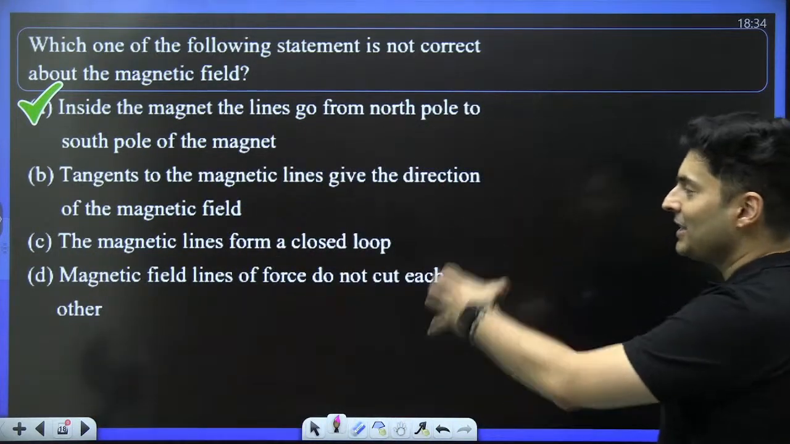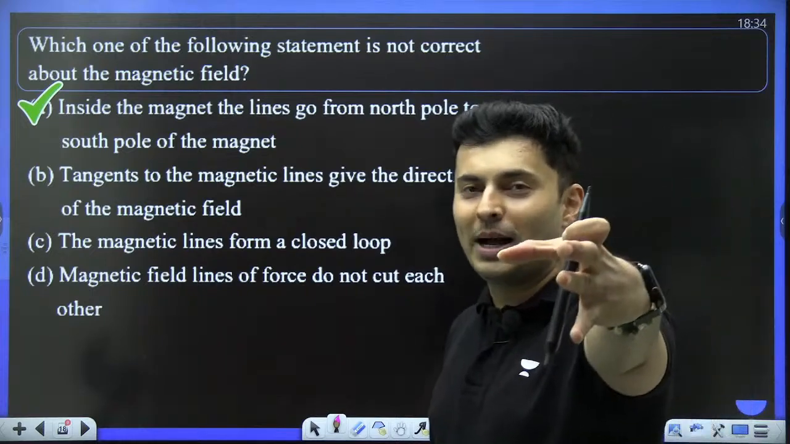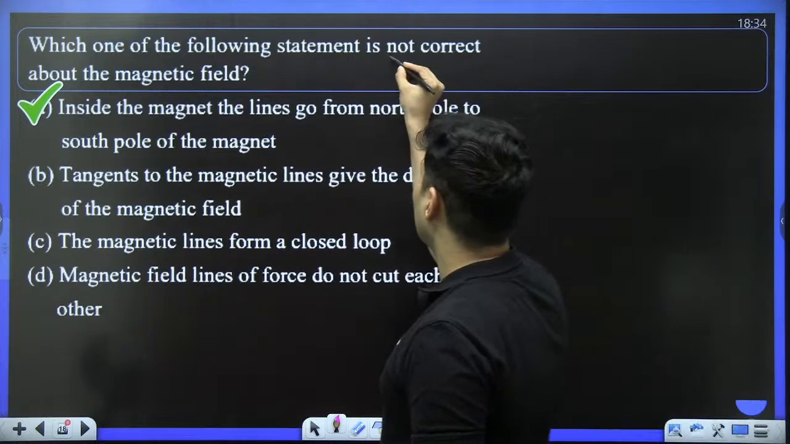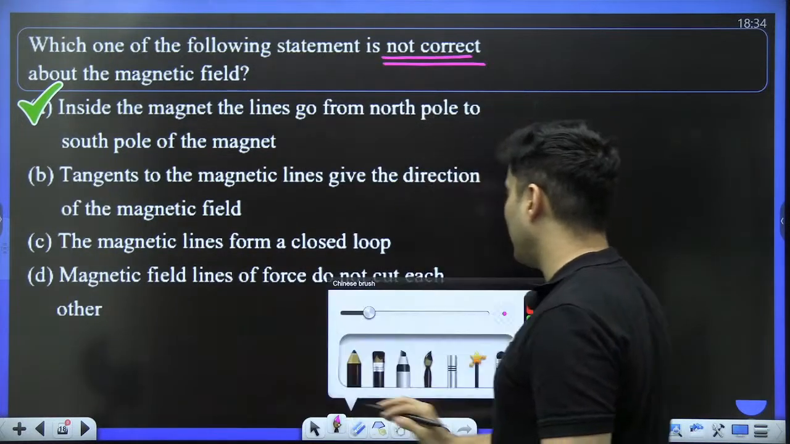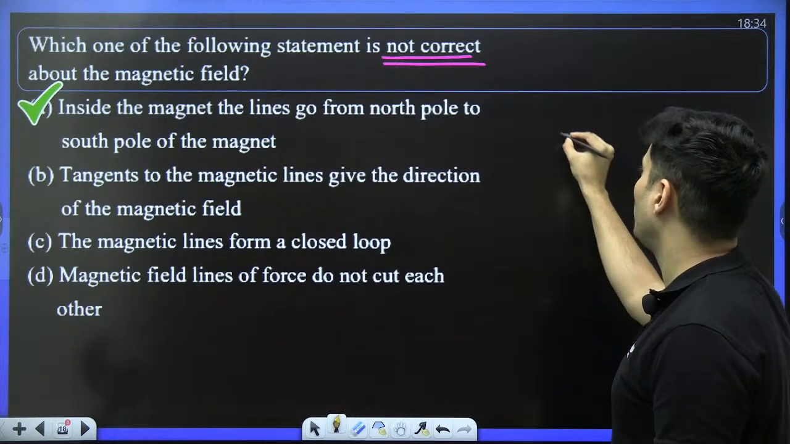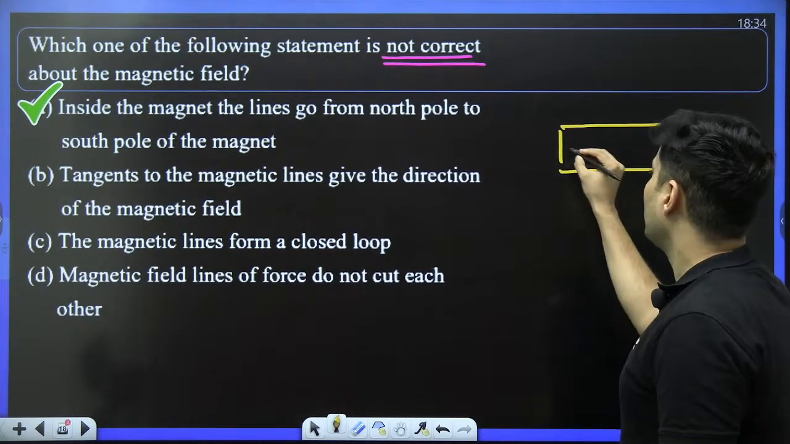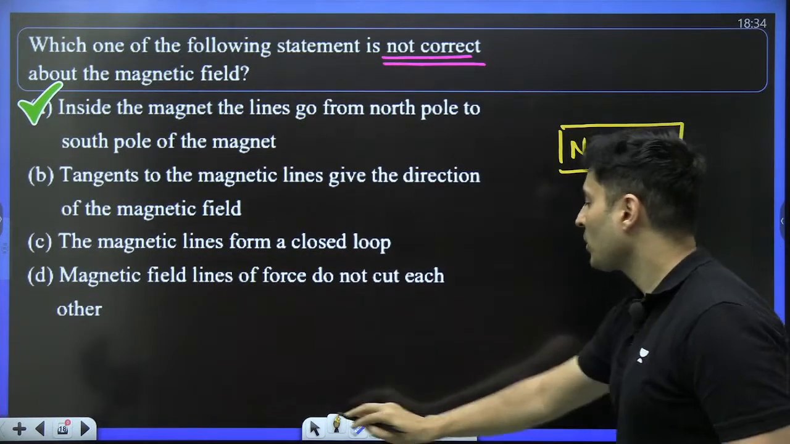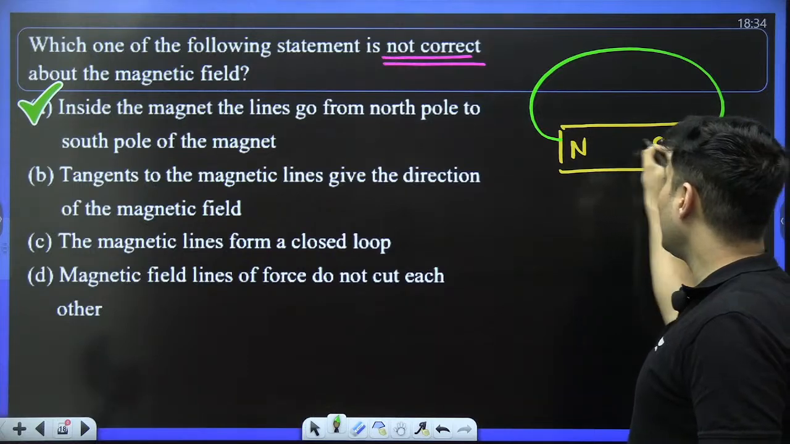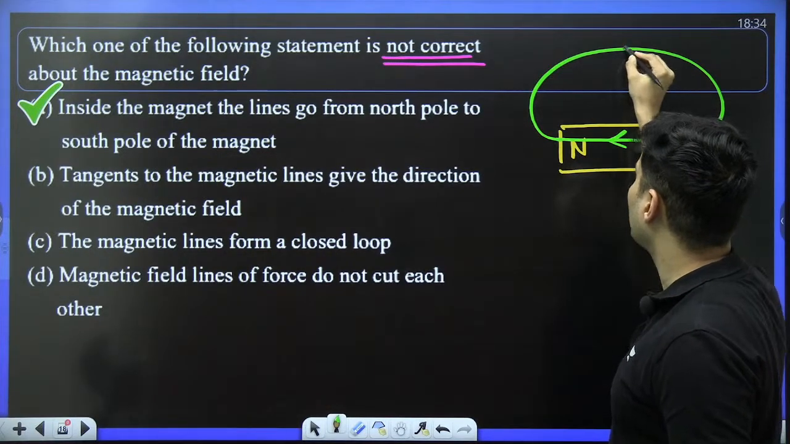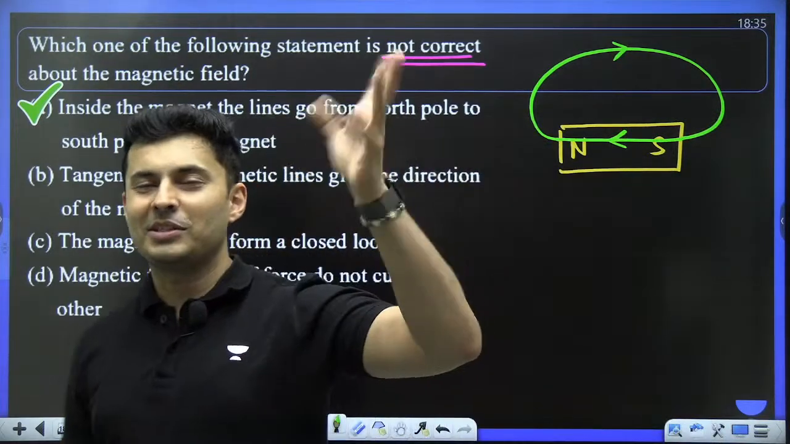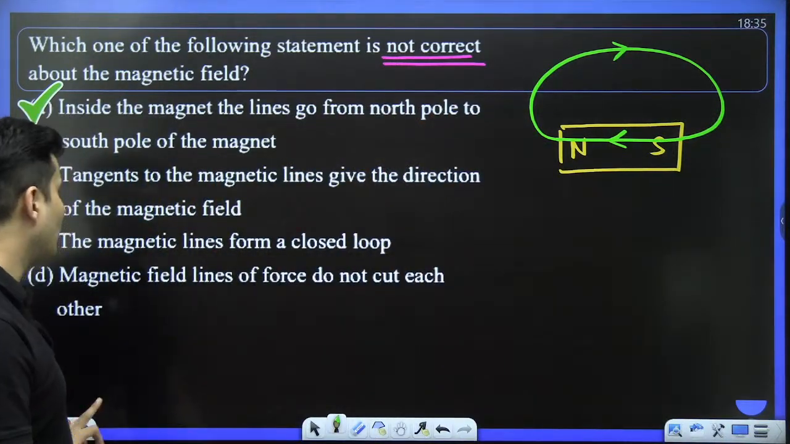Yes, guys, the correct answer is option A. Proud of you, my dear warriors. The statement which is not correct, very important, do not forget this word, not correct: inside the magnet, the lines go from North Pole to South Pole. That is wrong. If this is North, this is South, you will notice that the magnetic field outside goes from North to South, but inside it goes from South to North. So this is wrong. It was supposed to be from South to North.